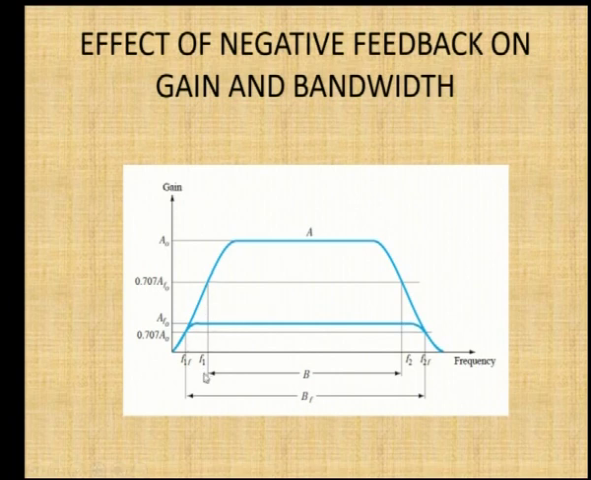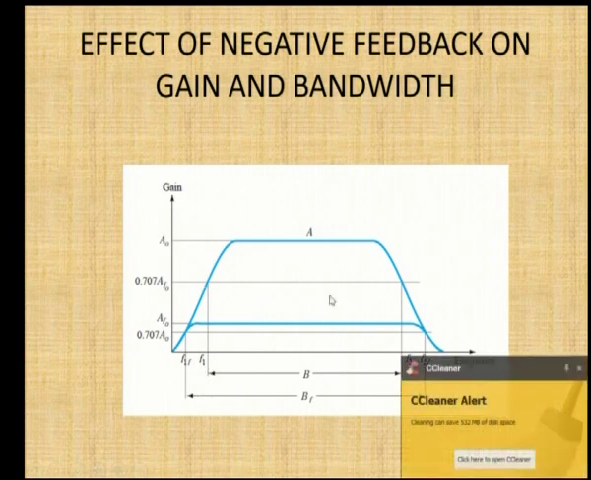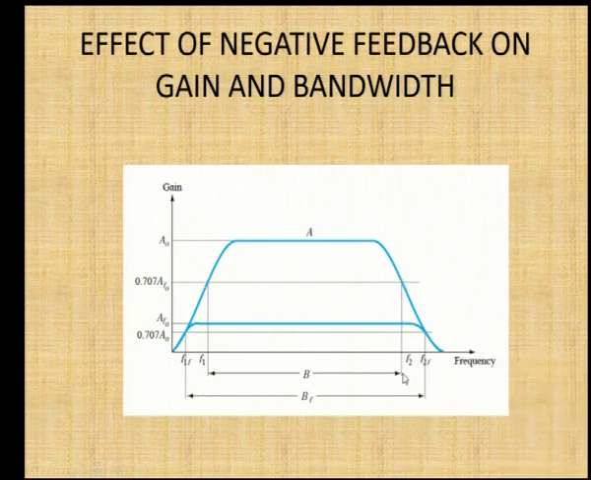And when you see the bandwidth, it is the minus 3 dB line which intersects this curve. At this point, if you calculate the frequency, this is the lower cutoff frequency, and here this is the upper cutoff frequency. F2 is the upper cutoff frequency, F1 is the lower cutoff frequency. The difference between these two frequencies is calculated as the bandwidth. So, B is the bandwidth of the amplifier without feedback, and this is the 3 dB line.